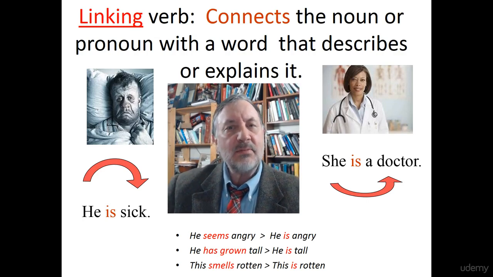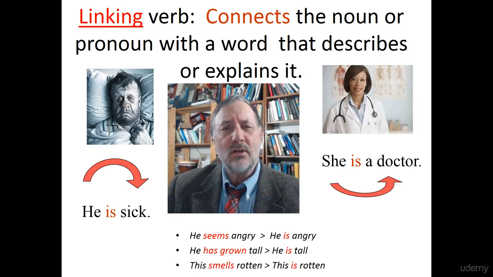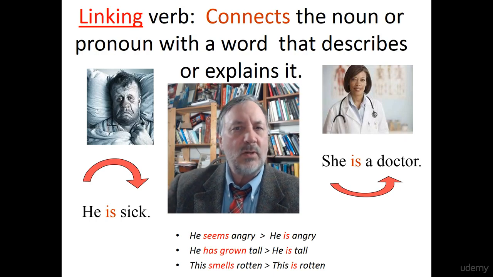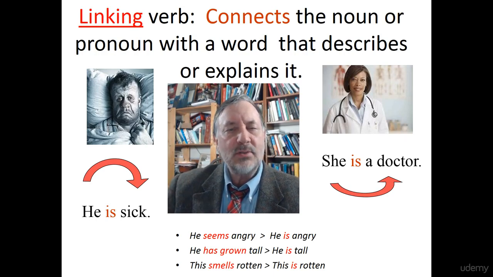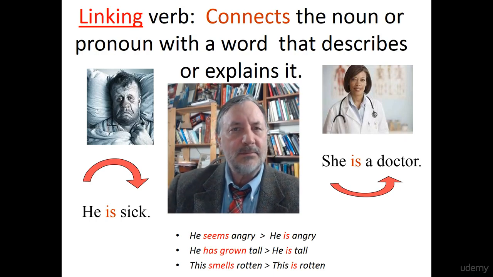Likewise, you could say, this smells rotten. In other words, this is rotten. But if you say, I smell a rat, well, that's a different usage of the word. You see, then you're performing an action. You're smelling something. So anyway, be careful of that, but it's handy to know the distinction between the action verbs and the linking verbs.